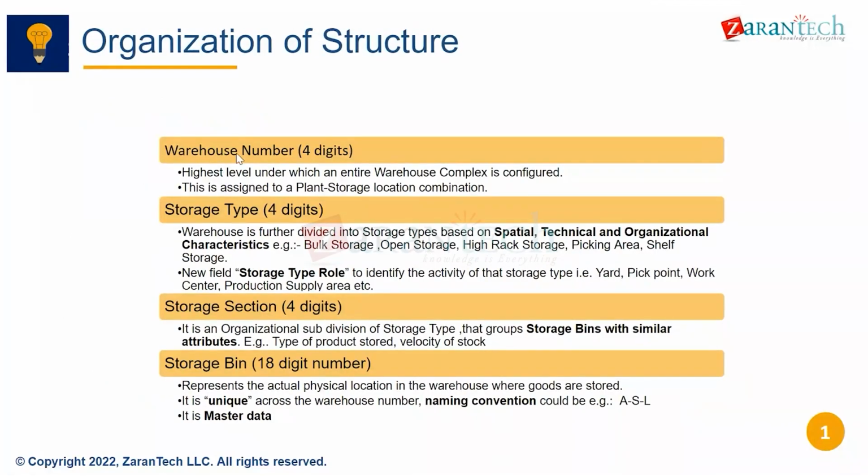So you can see the warehouse number will be four digits in the EWM system, and in the ECC system it will be three digits. Yeah, and the storage type should be with a maximum of 4 digits. Then the storage section should be 4 digits. And again, the storage section is not mandatory to be defined in the EWM system.